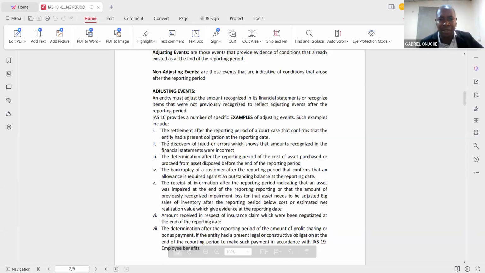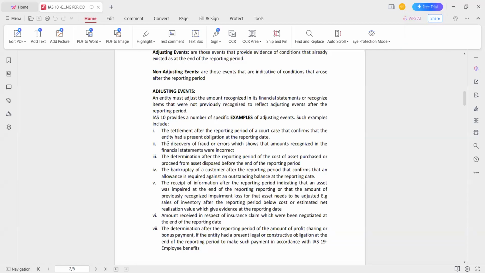Now let's look at adjusting events properly. Like I said, an adjusting event, if established, adjusts the financial statements by recognizing the amount in the financial statements. If there was an amount recognized before, there is a need for adjustment, either by addition, and where that event occurred, if the financial effect has not been recorded before, there is a need to recognize it in the financial statements. That is what we call adjustment.